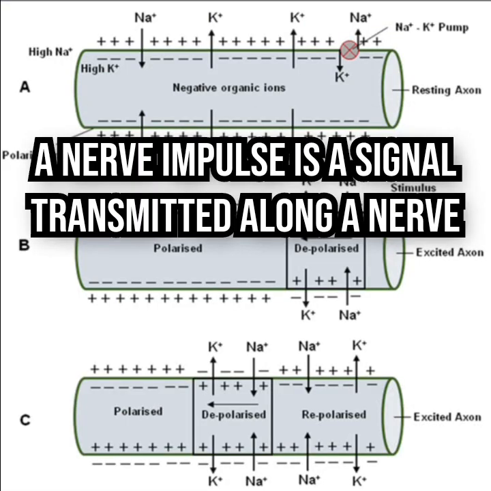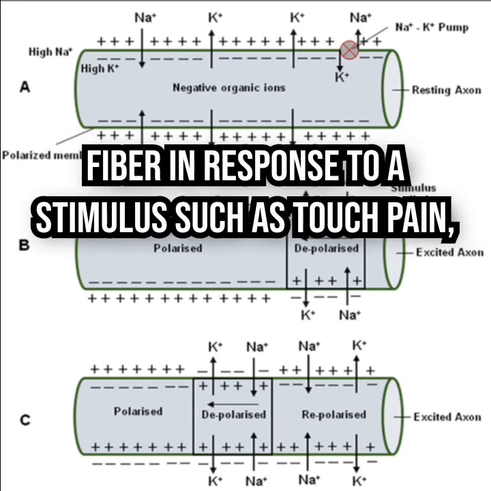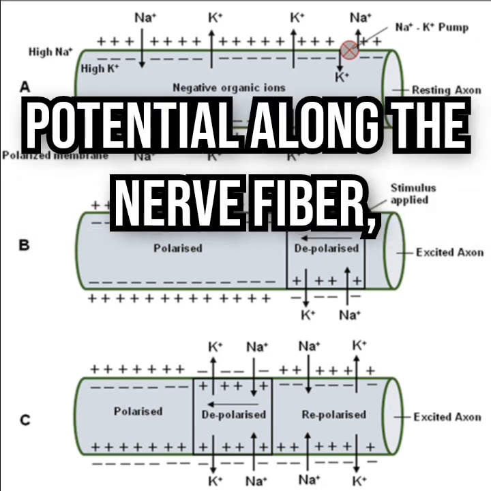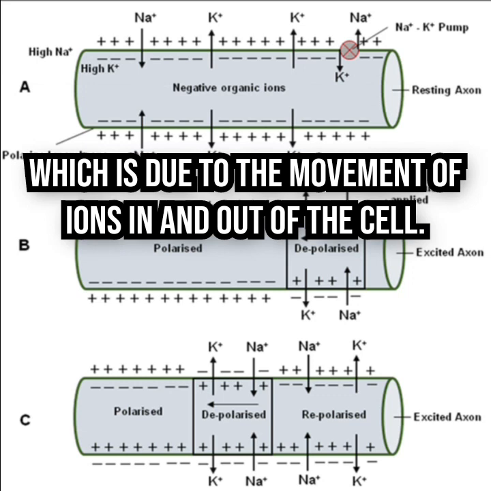A nerve impulse is a signal transmitted along a nerve fiber in response to a stimulus such as touch, pain, heat, or cold. It is the movement of action potential along the nerve fiber, which is due to the movement of ions in and out of the cell.